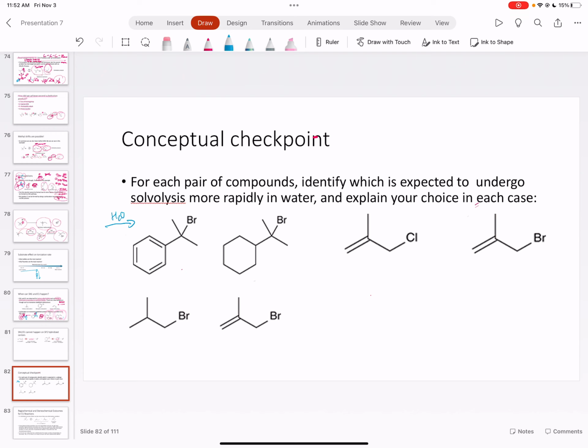So technically, you have to think about it in this way. What this conceptual checkpoint wants you to think about is what will be your most stable carbocation. And we already said that we like secondary over primary, we like tertiary over secondary, and then we like resonance stabilized carbocation stability.